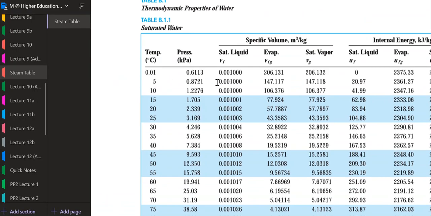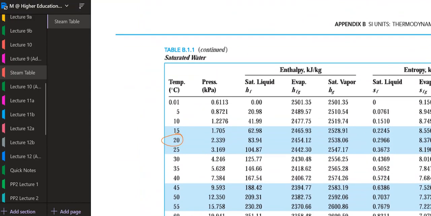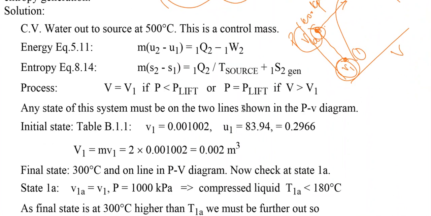So I've moved to B11 over here. At 20 degrees centigrade, we have the property of the liquid, which is 0.001002, and the internal energy of the liquid is 83.94. And moving towards the entropy as well, the entropy of the liquid at 20 degrees centigrade is 0.2966. So this is the problem when you do not have any value in a steam table, and you can use the liquid property safely.